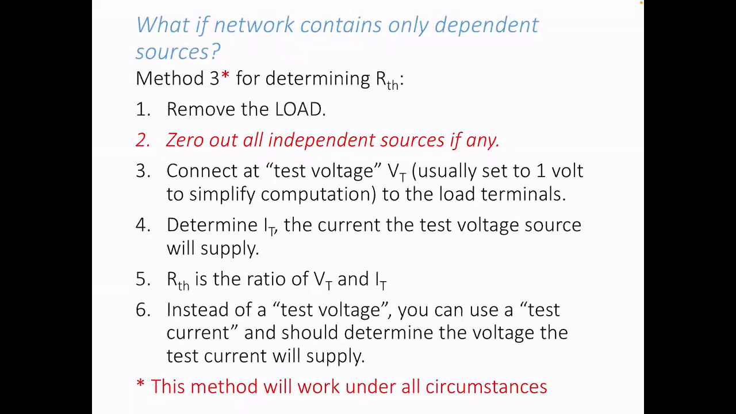Actually, itong method 3 can be used all the time. It can be used if your network contains only dependent sources. It can be used if your network contains both dependent and independent sources. But it is the only method available if your network contains only dependent sources. So itong method na to can be used all the time. Kaya pinasok ko tong pula dito, no? If you're going to use this method for the other types of networks that we discussed, you're going to have to perform step number 2, zero out all independent sources.